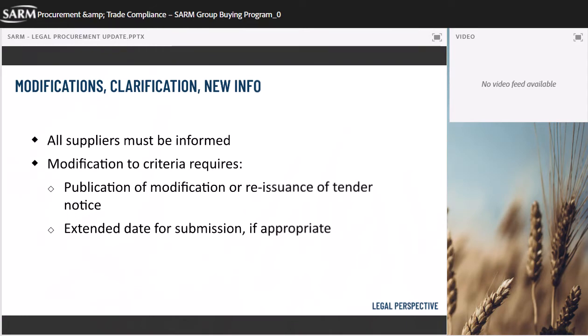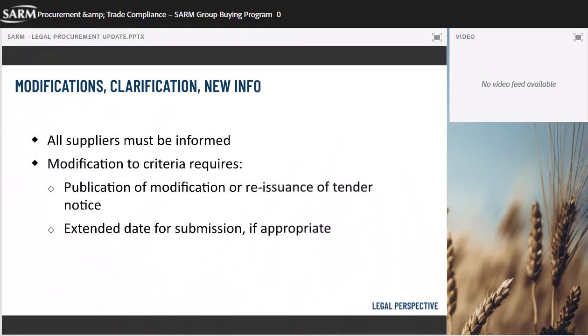Now, for modifications, clarification and new information, all suppliers need to be informed. So if there's going to be a modification or there's been a question and there's a response that's going to affect how potentially all vendors would see specific wording, it's advantageous and it's required to post an addendum or something along those lines so that it's clear and fair to anyone who might be interested.